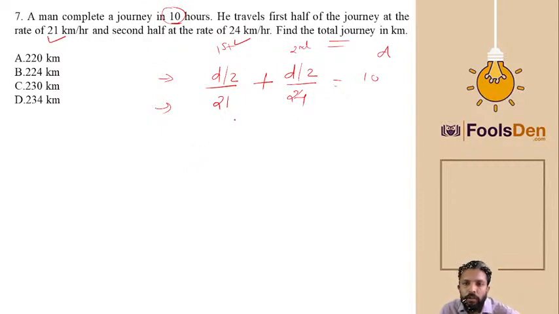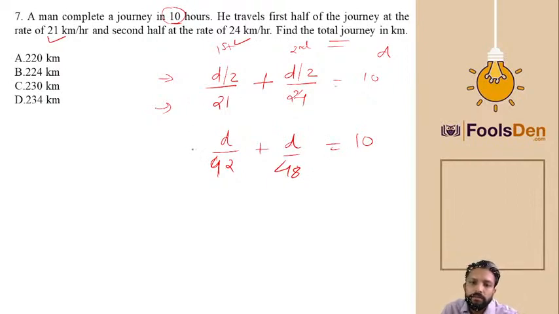Now let us try to solve this. What I will do, d upon 42 plus d upon 48, that is equal to 10. Now let us solve it further. So either we can go for the options here also, take the answer from the options itself. Try to solve this by yourself first.